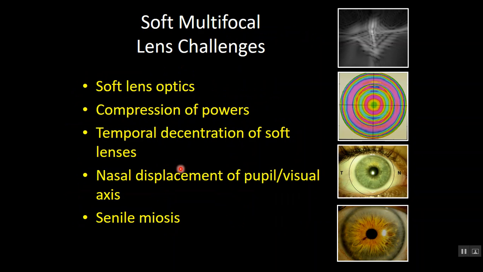So there is a significant number of challenges to soft multifocal fitting. The optics of the multifocals aren't as good as they could be, certainly not as good as in GPs. We need to compress all the powers that the patient needs into a very small area. We have the temporal decentration of soft lenses, especially in the right eyes. We have the nasal displacement of the pupil and visual axis on both rights and lefts. And then we have senile miosis, which gives us that smaller pupil and less light getting through to the retina.